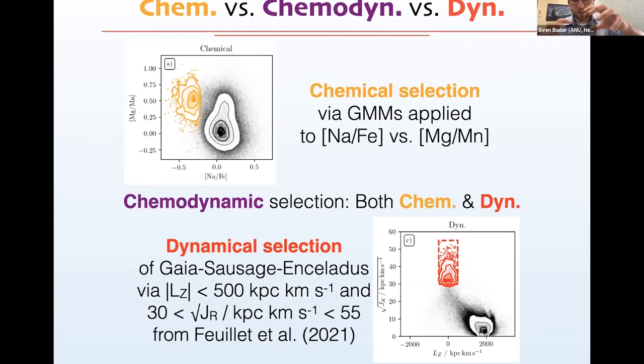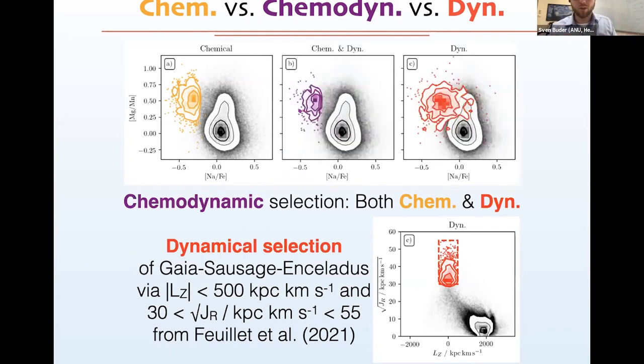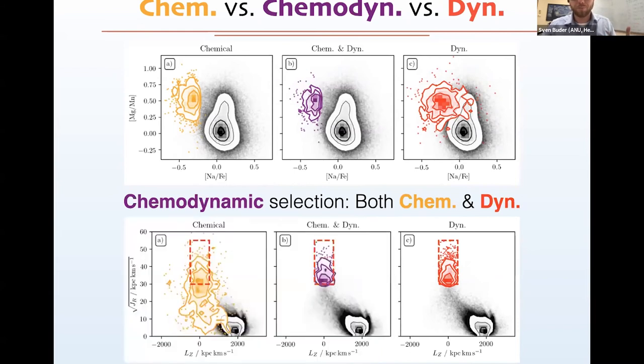And if we look at the overlap of both in the top, we can see in purple, the overlap is much denser or much narrower. And we also see that the dynamical selection also includes stars with higher sodium than what we would have initially identified based on chemistry.